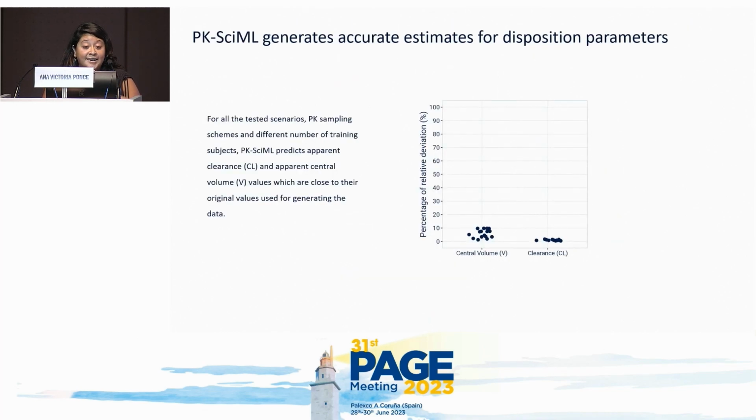An extra step is that the PK-SIML, besides producing predictions of the concentration time profiles, can also estimate the disposition parameters. And for all the tested scenarios, for all the variations that we did when we were doing the model training, we were able to see that the predicted apparent clearance and volume were similar to the ones that were used for generating the data.